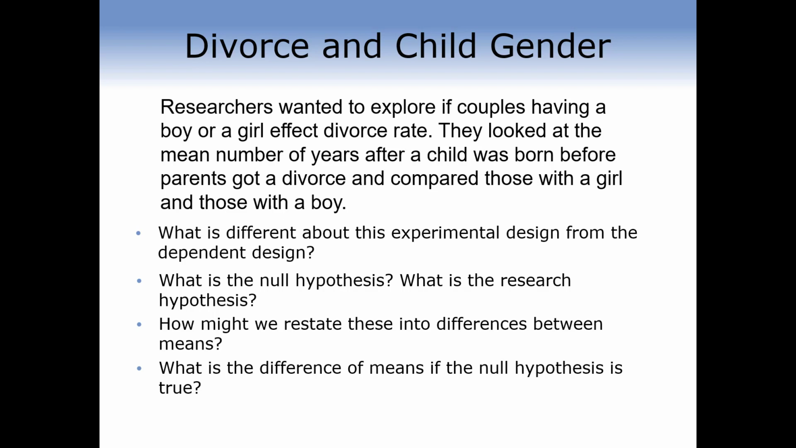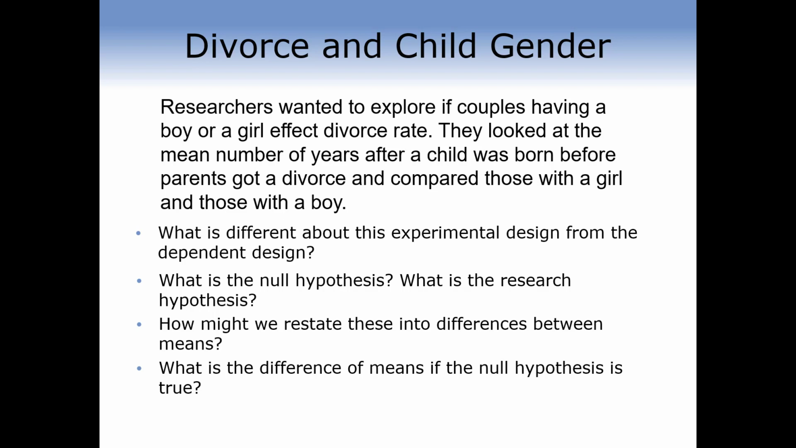If the null hypothesis was true, what would the difference in means be? The null hypothesis says there is no difference between boy and girl in the mean years until divorce. If there's no difference between having a boy or a girl, the difference between the boys and the girls in terms of their means should be zero. The difference between the means of these two groups is zero if the null hypothesis is true.